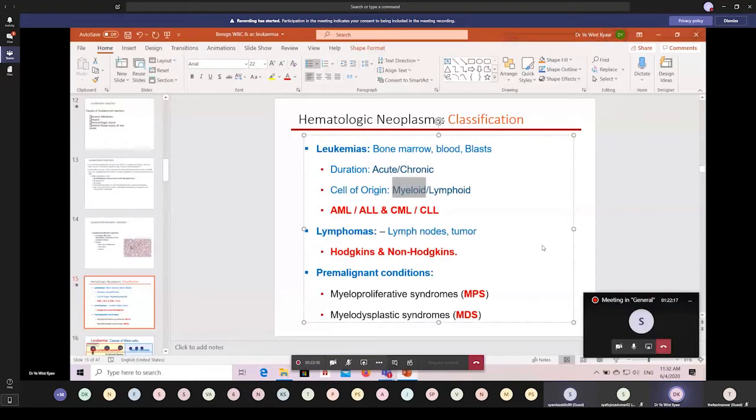Red blood cells are under myeloid, also platelets, granulocytes, eosinophil, basophil. These are under myeloid. Lymphoid means lymphocytes, lymphoma, another one, lymph node tumor. Another one, pre-malignant conditions, MPS, MPD and MDS: myeloproliferative disease or myelodysplasia disease.